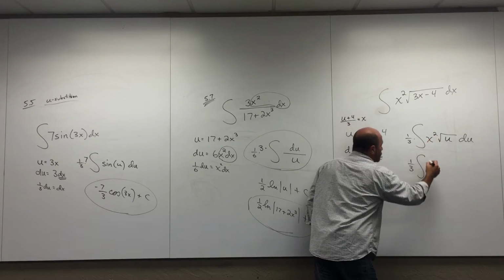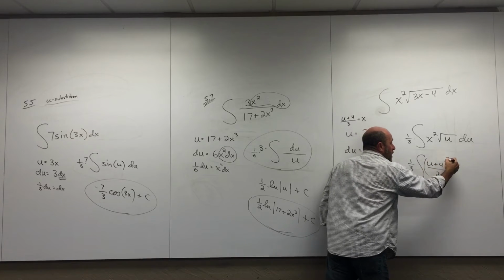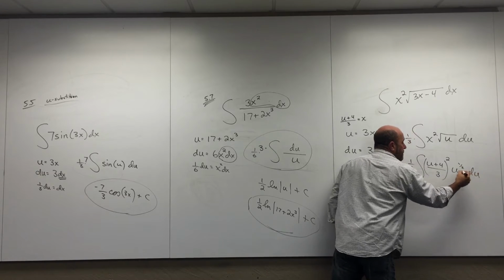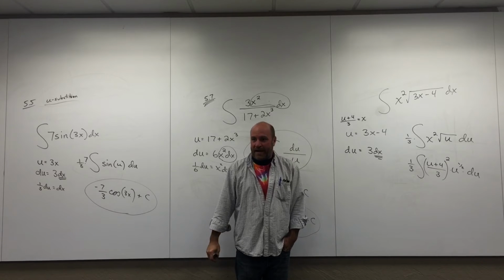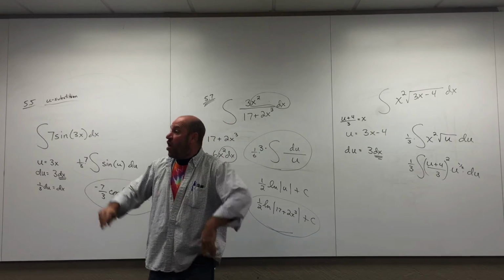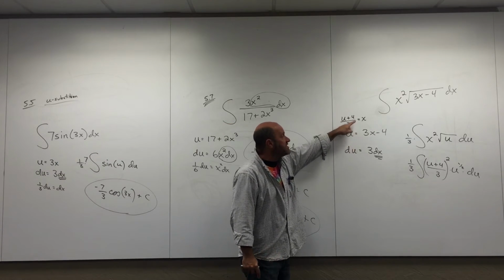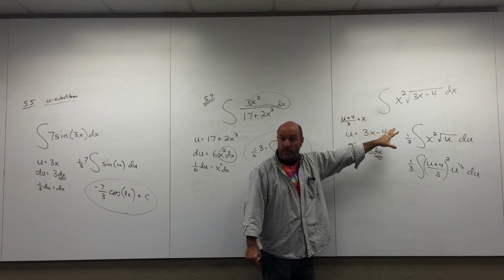This x now gets replaced with u plus 4 over 3, squared. This is u to the 1/2 du. Now you're ready, except you've got some work to do still. But at least you got it all out of x's and into u's. And sometimes it takes some creative solving to get your problem out of x's and into u's.